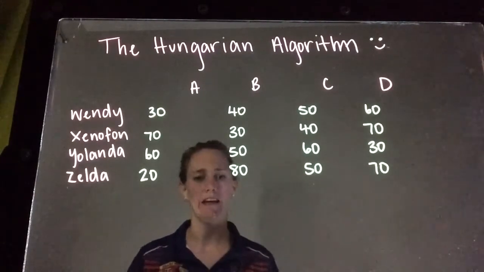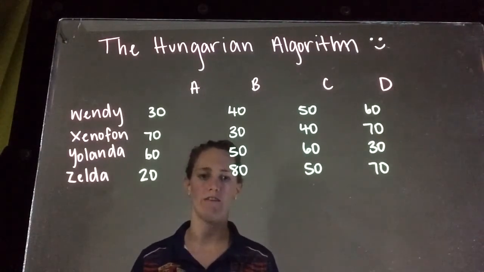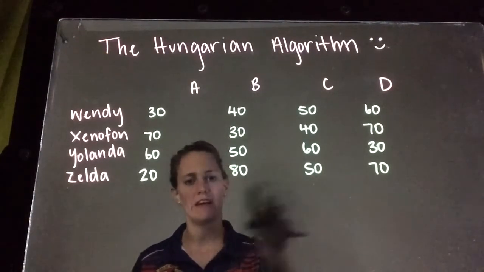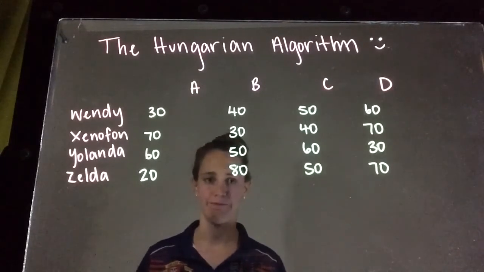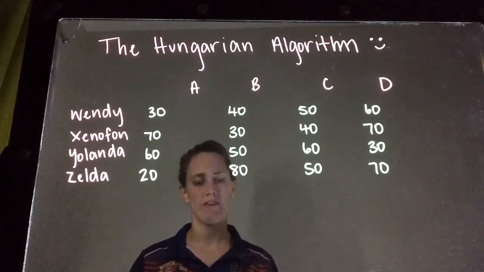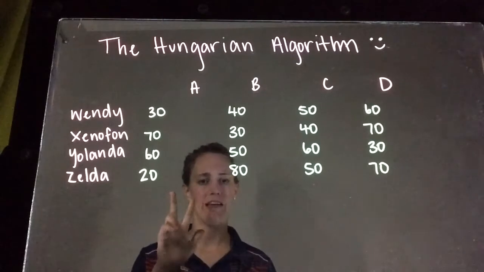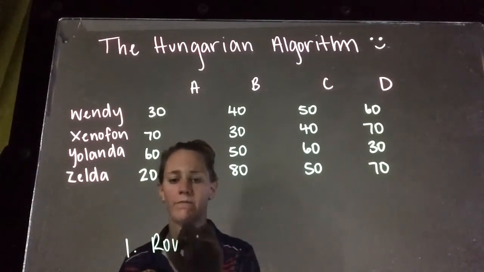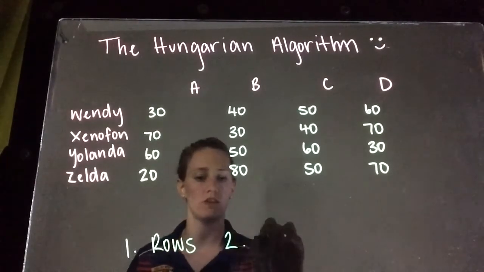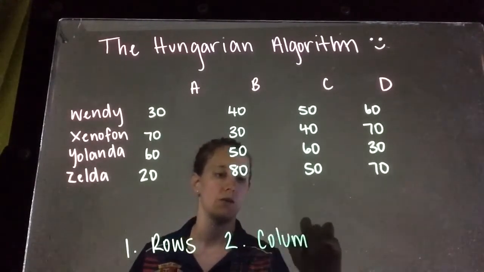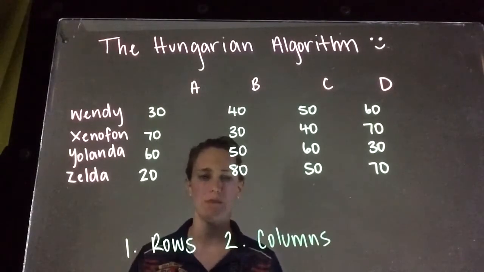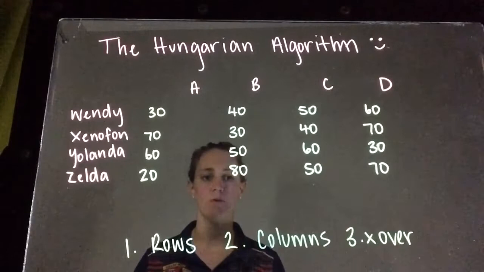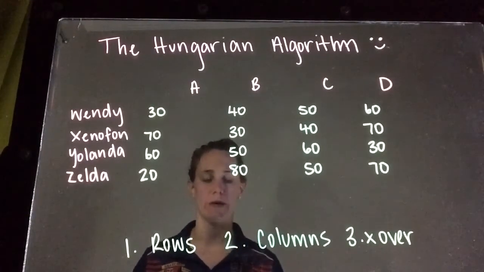So what I have on here is the table that's shown on page 448, where it outlines the 4 people and the 4 machines. The values that are written in the table represent minutes. Now when we're working through the Hungarian algorithm, there's 3 key steps. The first is to look through the rows. The second is to look at the columns. And the third, which sometimes isn't required, is for a crossover. But the example we look at today does look at the crossover as well.